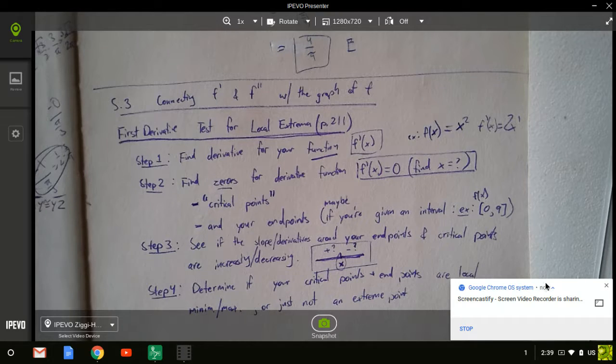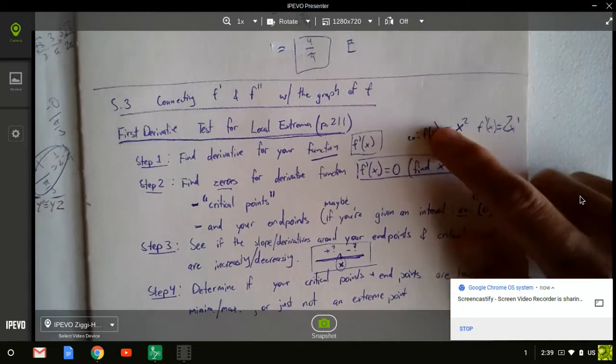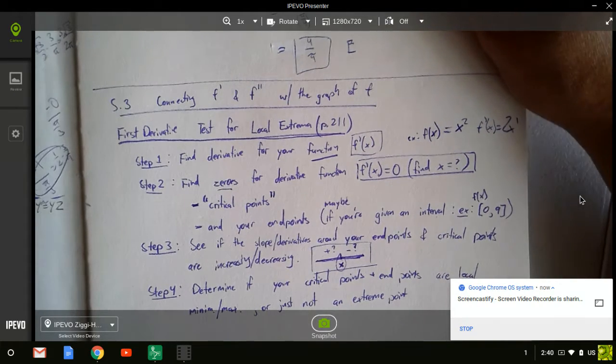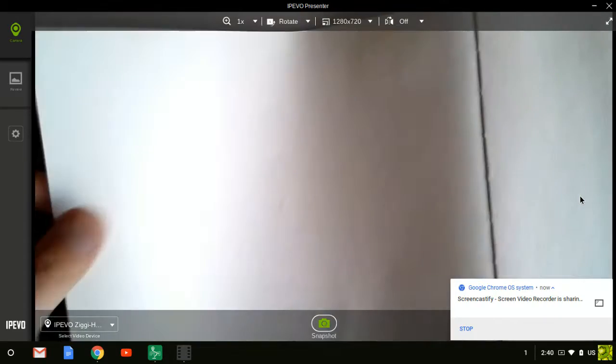Hey guys, it's just me, Mr. Wee. I just kind of want to continue on with where we left off for 5.3, connecting f prime and f double prime with the graph of the actual function f. Now we're going to start with an example here.